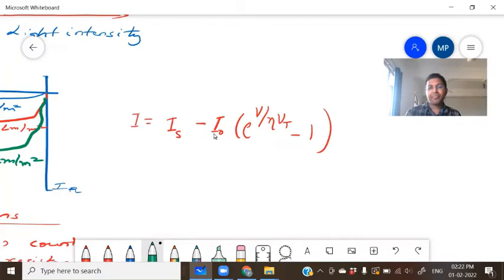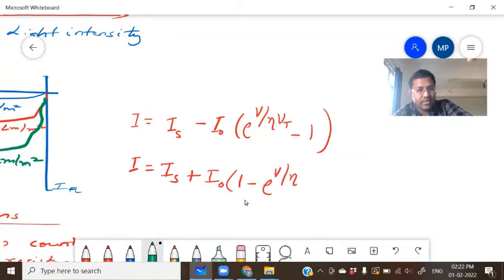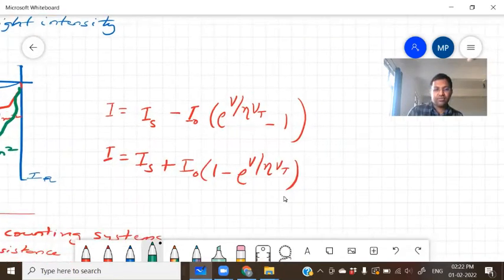So if we take this minus inside, e power V by eta Vt will be minus 1, will become 1 minus e power V by eta Vt. Okay. So simply taking this minus inside the brackets, we can write this I as Is plus I naught into 1 minus e power V by eta Vt. Okay, right? So this is the diode current equation for the photodiode.